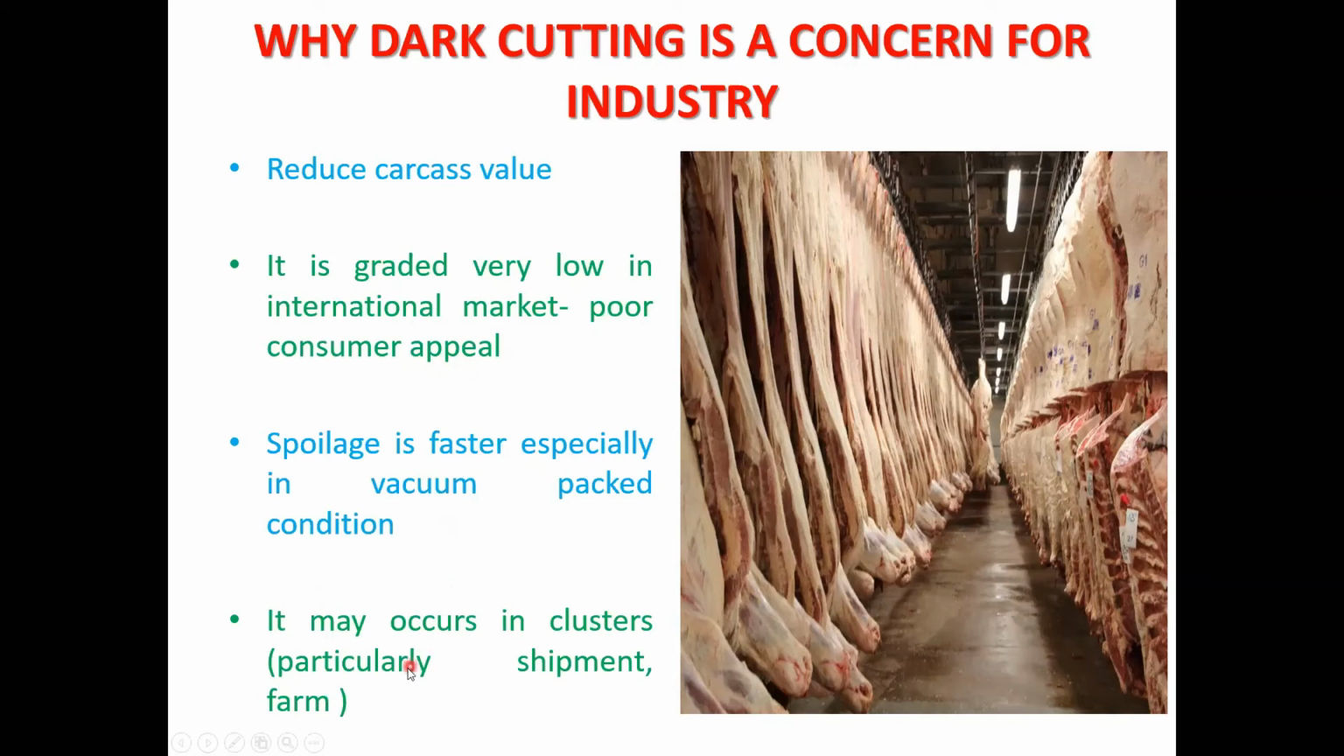And fourth, it occurs in clusters. For example, in a particular shipment, or when you get animals from a particular farm, a large number of animals may be affected. So it occurs in clusters. Naturally, that is going to give a loss for the processors. So that is why it is a concern for the meat industry.